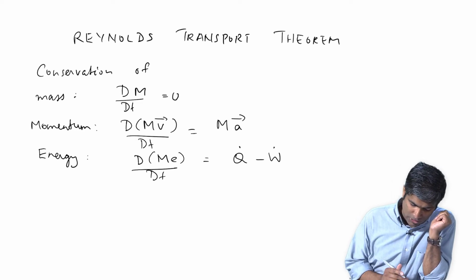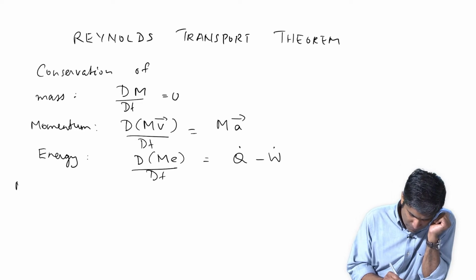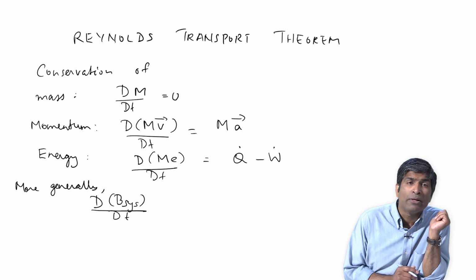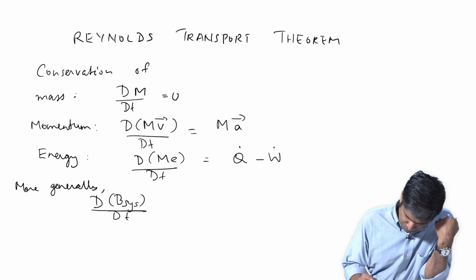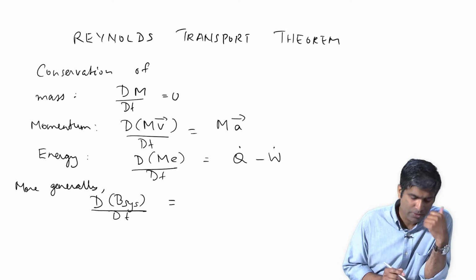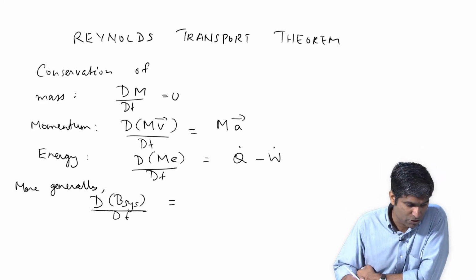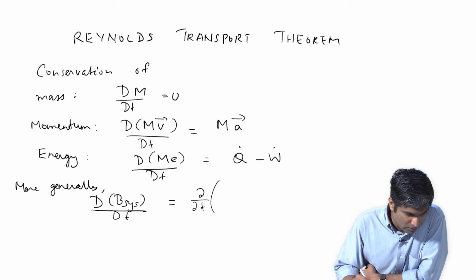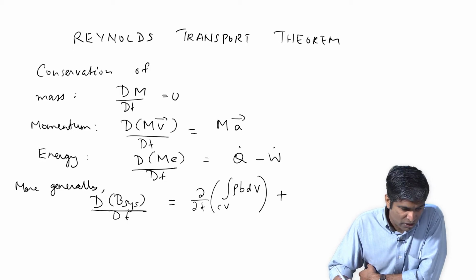I could more generally write this as D of whatever quantity it is that I'm interested in, which I denote by capital B, that we derived in the previous video. I'm just going to write it out here as the time rate of change of my quantity plus whatever's coming in or going out through the surface area.